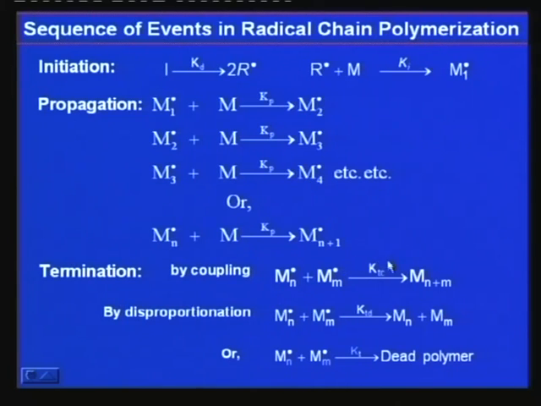Then termination, where we denote this termination rate constant as Ktc if it is terminated by coupling reaction, coupling of two growing free radicals, or if it terminates by disproportionation reaction, we denote it as Ktd. Here the molecular weight is lower in this case, and here the molecular weight of the polymer is bigger. Ultimately, overall, if we consider the termination involving two growing chain free radicals, we call it a dead polymer molecule. So, this termination step is a death activity, a killing activity of the propagating polymer free radical chains.